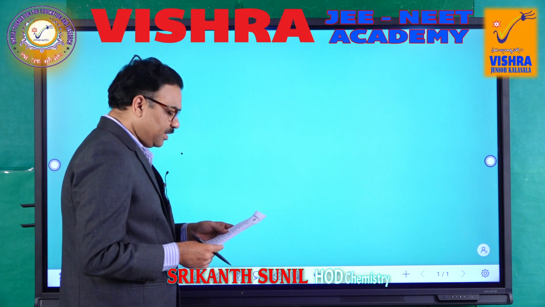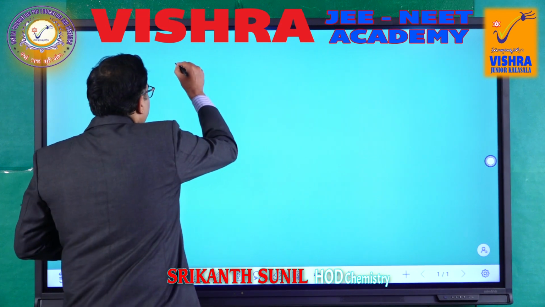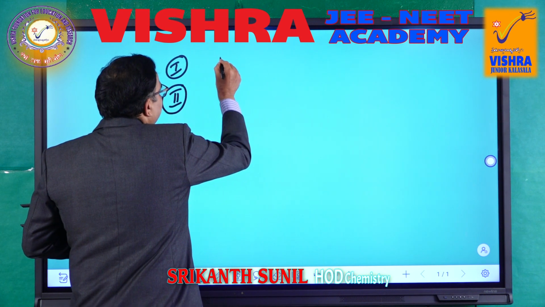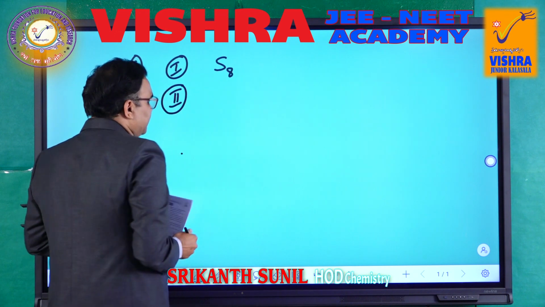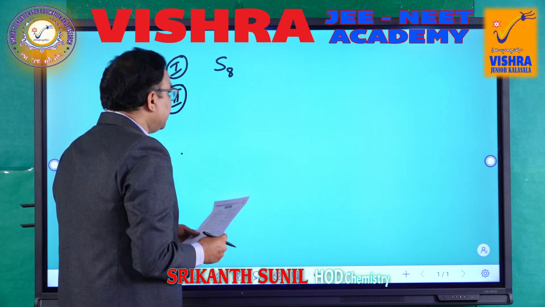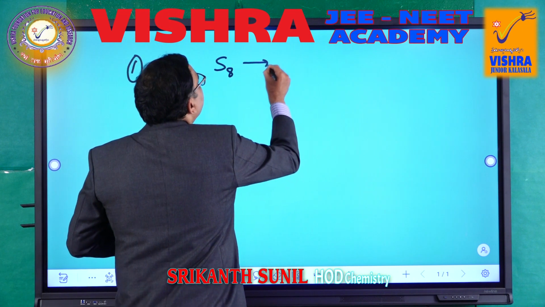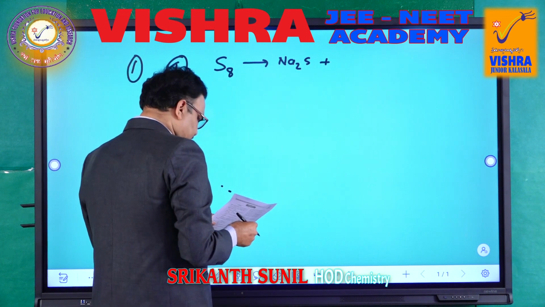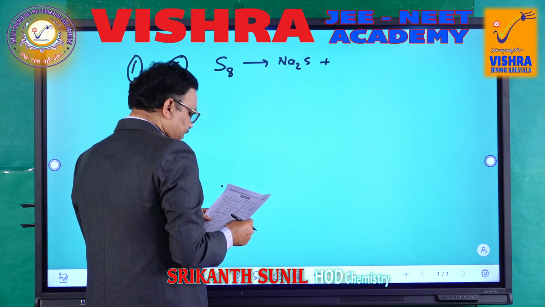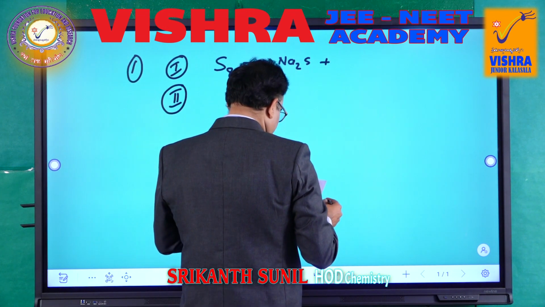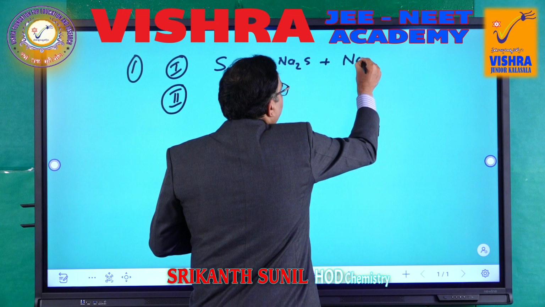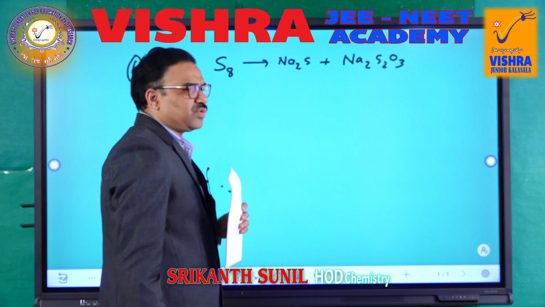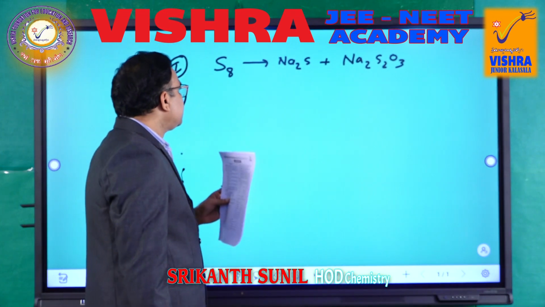Right, first one. There are two statements, statement number 1 and statement number 2. First statement they are saying that S8 generally will be converting into Na2S and it will be converted into Na2S2O3. Na2S2O3 is generally known as hypo. So this is the first statement.